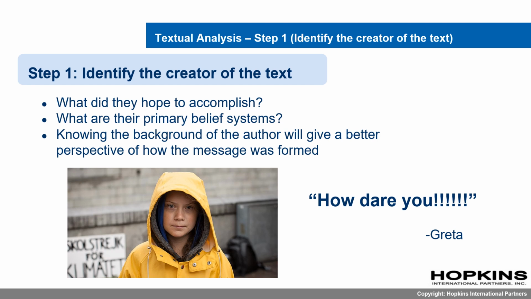What are the steps of a text evaluation process? Step 1. Identify the creator of the text. What did they hope to accomplish? What are their primary belief systems? Knowing the background of the author will give a better perspective of how the message was formed. Think of the message: how dare you? Who is Greta Thunberg talking to? What is she talking about?